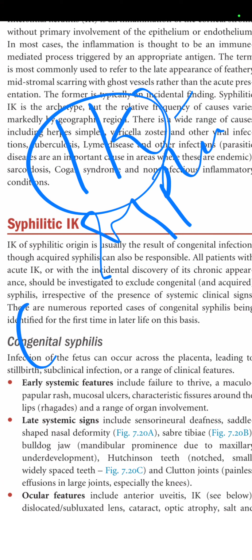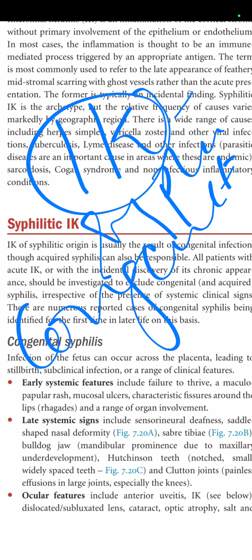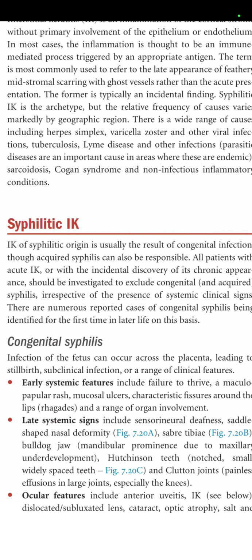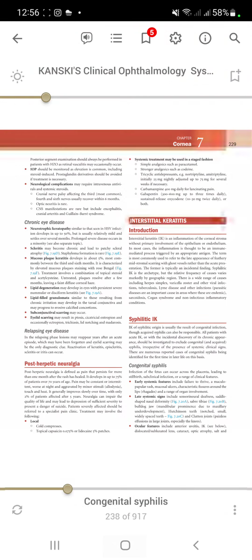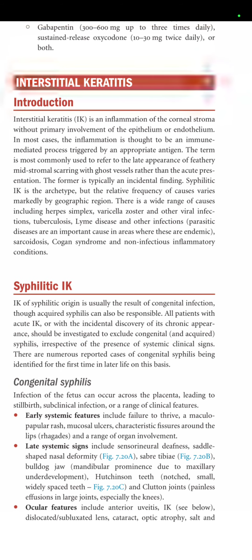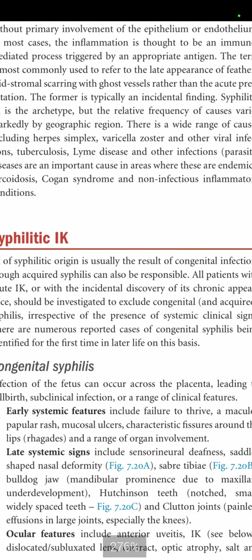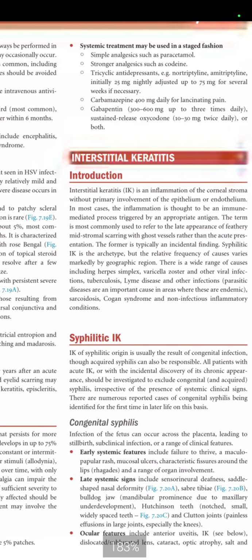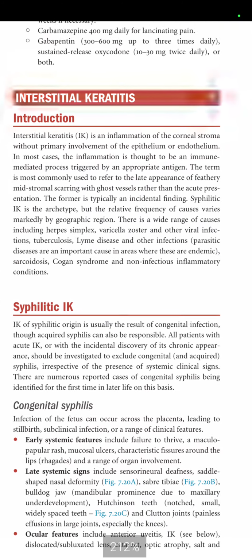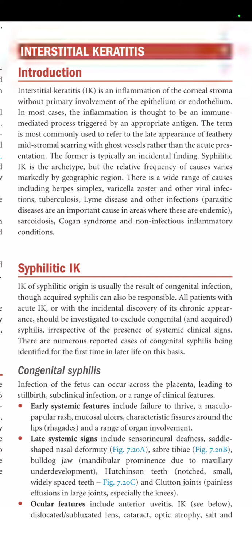It is most commonly associated with congenital causes. It can also be associated with acquired syphilis, but it is usually associated with the congenital form. The acquired form is usually associated with uveitis. Now, congenital syphilis has different systemic diseases, and acquired has different ones. Acquired is when it is acquired sometime in life, and congenital is when the fetus is infected. Congenital syphilis infection of the fetus can occur across the placenta, leading to stillbirth, subclinical infection, or a range of clinical features.